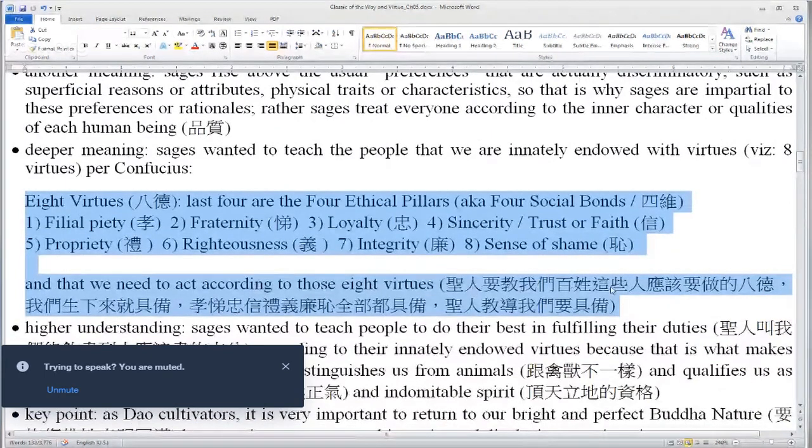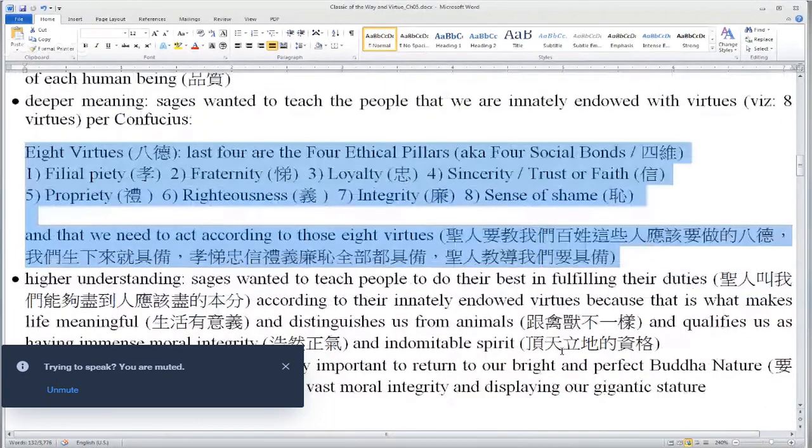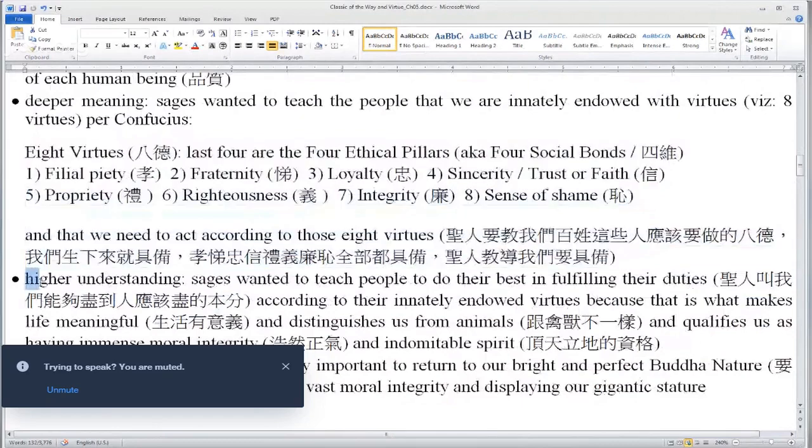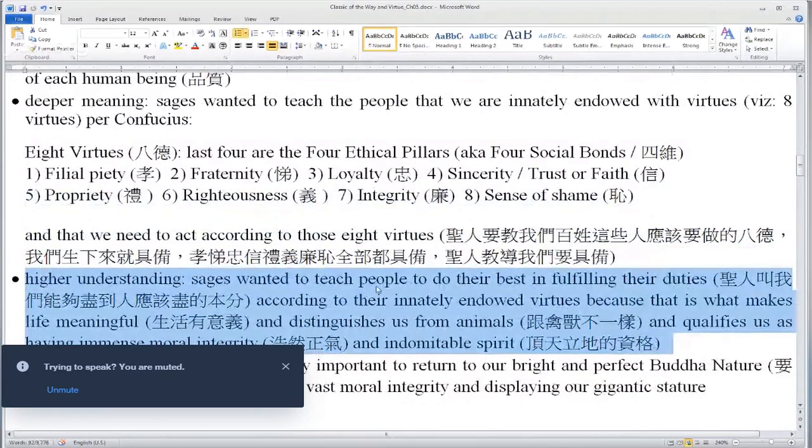Okay, here's the Chinese. The higher understanding is that sages want to teach people to do their best in fulfilling their duties, according to these endowed virtues, because that is what makes life meaningful and distinguishes us from animals and qualifies us as having immense moral integrity, 浩然正气, an indomitable spirit, 顶天立地的资格.